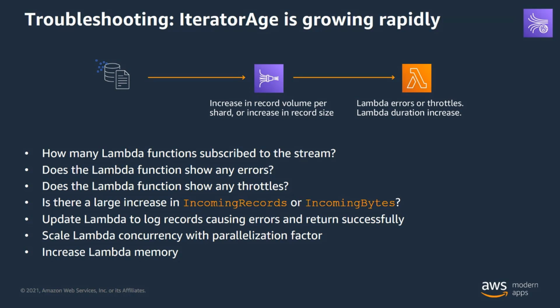Instead of allowing a function to error out, you could use try-catch handling to log the records that cause the errors and then return successfully. This allows Lambda to process the next batch. You can also scale the Lambda concurrency per shard by using the parallelization factor, which I'll discuss in a few minutes. Increasing Lambda memory can also increase the performance of Lambda consumers, since it increases the amount of virtual CPU and compute power available for processing.